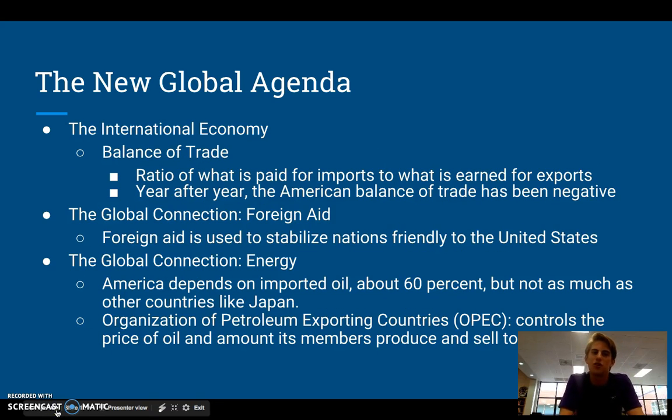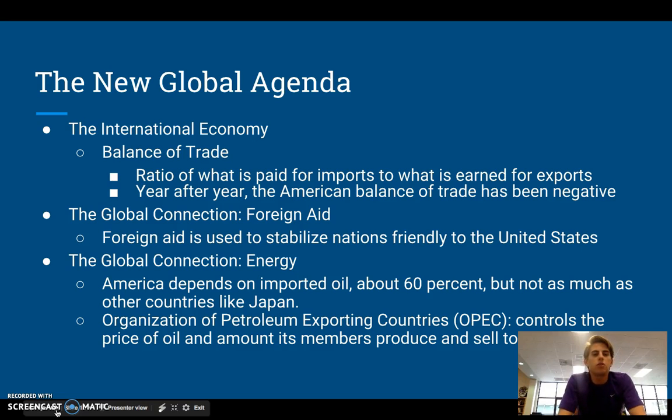So continuing with the new global agenda, the international economy, we've tried to establish a balance of trade, which is an equal ratio of what is paid for imports to what is earned for exports. And year after year, the American balance of trade has been negative. And so the global connection with foreign aid: foreign aid is used to stabilize nations friendly to the United States, and the United States will send help to other nations to help develop them economically and to produce more money in those countries.